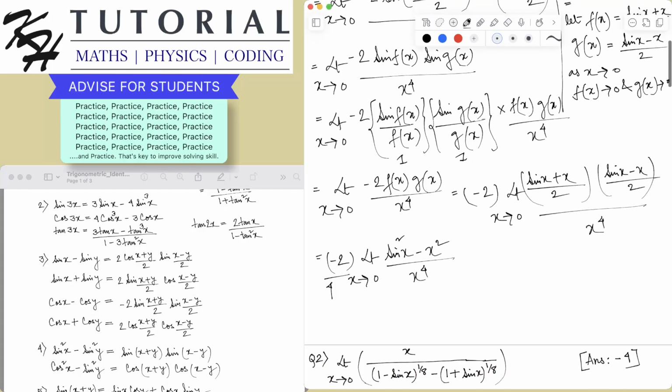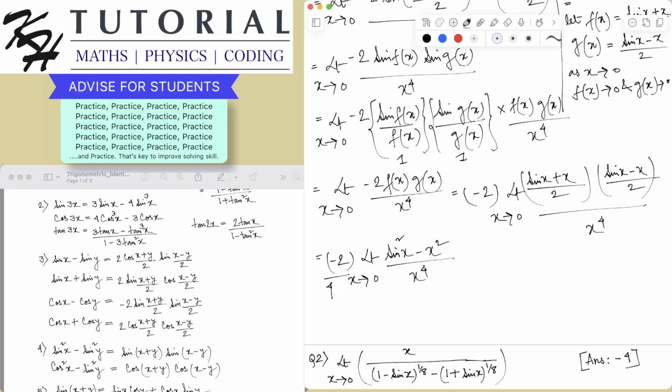Now possibly at this stage, if we know the expansion series of sin x, probably it will be easier if we use the expansion series of sin x. Or you can also use L'Hopital's rule. It is a standard strategy to use multiple concepts and methods to solve a limiting problem.